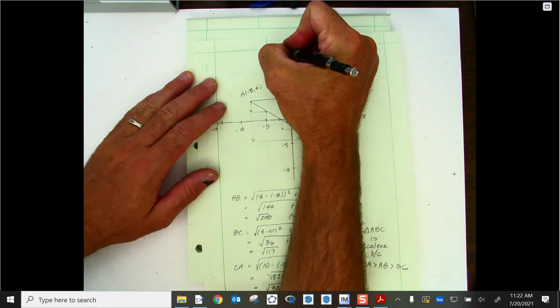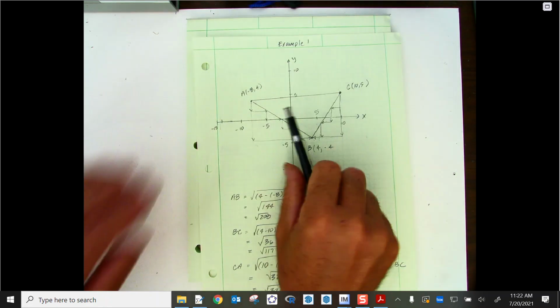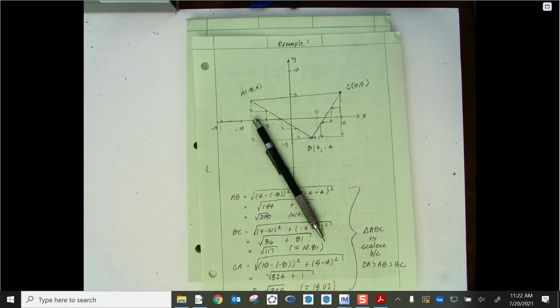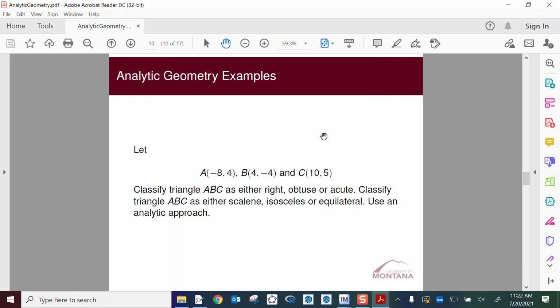Okay, well, just one example there of some analytic geometry at play. Let's take a look at another problem.